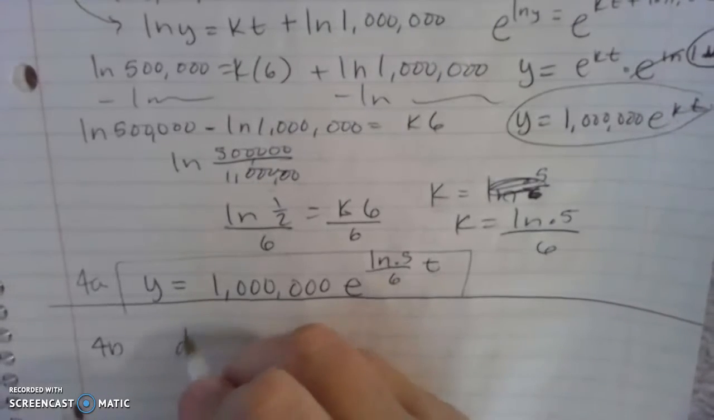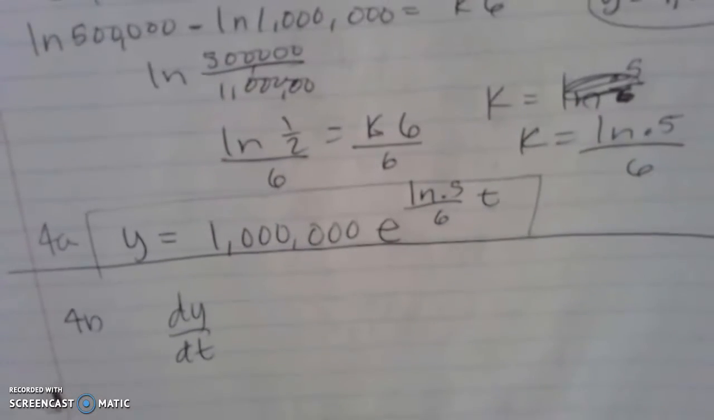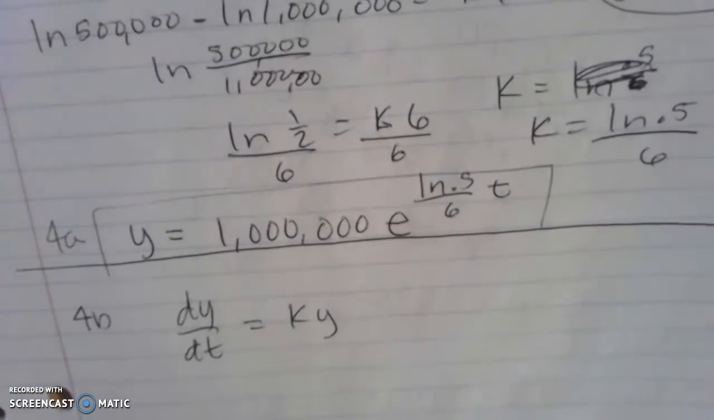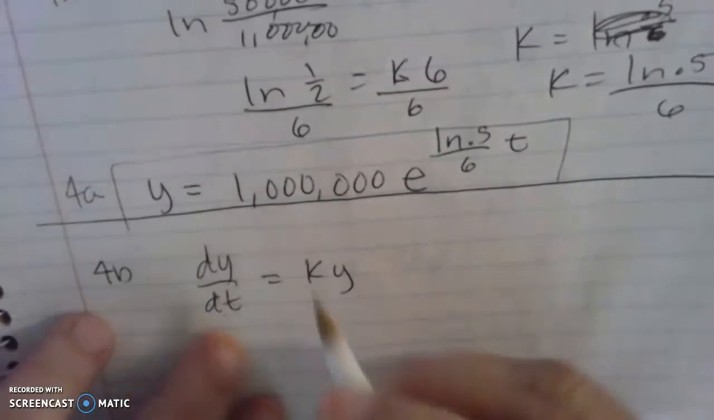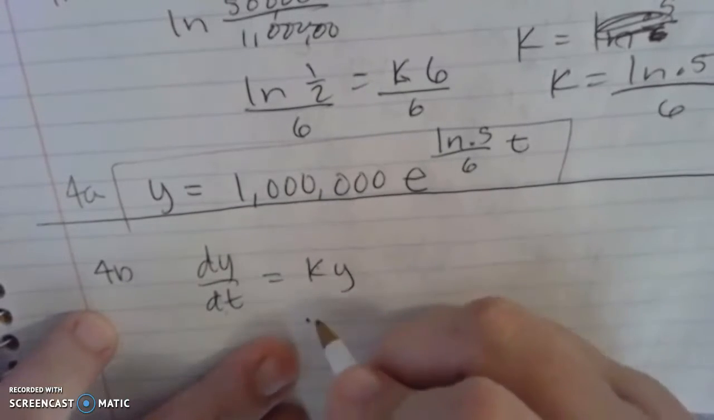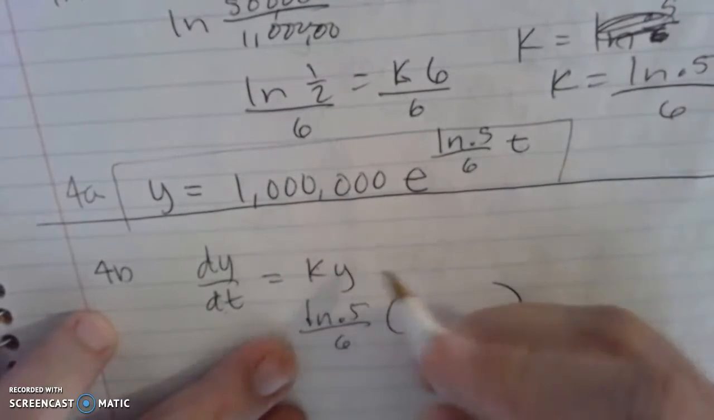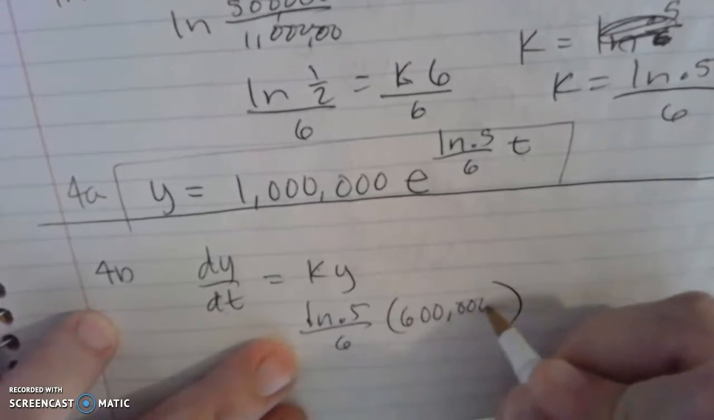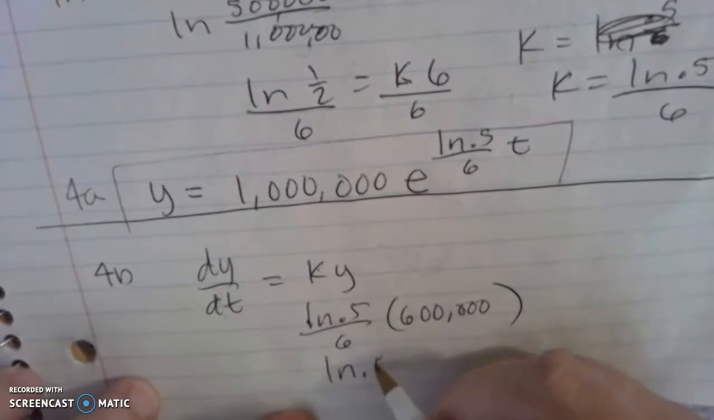So remember, when we're talking about rate, we're talking about dy/dt, and in the very beginning of the problem, we said dy/dt equals ky. So let's just fill that in. We're looking for dy/dt, and we know what the factor is, ln 0.5 over 6. We want to know when y, or our value, is 600,000. So 600,000 divided by 6 is 100,000.